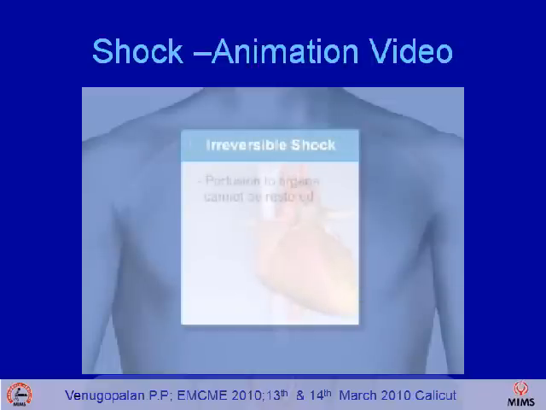Shock is irreversible when perfusion to the organs cannot be restored. Cell damage occurs, especially in the liver and kidneys. Even if vital signs are restored, irreparably damaged organs may cause death.